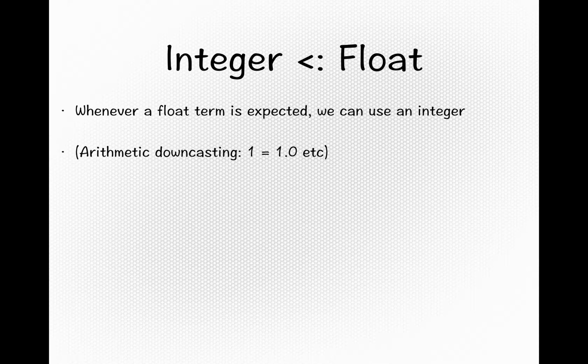An example of subtyping. Let's say we think that integer is a subtype of float, which means whenever a float term is expected, so whenever we have a place in an expression or around a call to a function which should use a float, we can use an integer. The motivation for this is arithmetic, so we can easily downcast it or upcast it, whatever. Whenever we have an integer, we can always go and create a float out of it by adding .0.